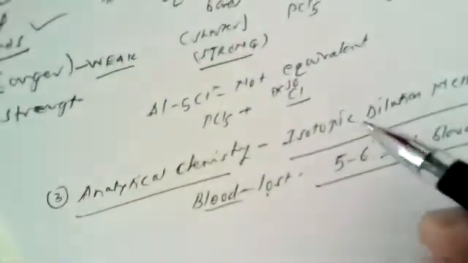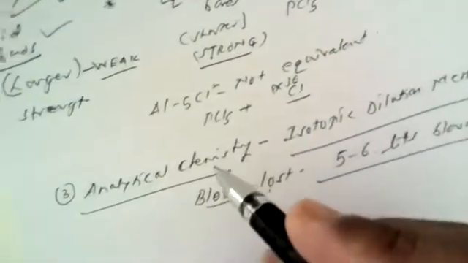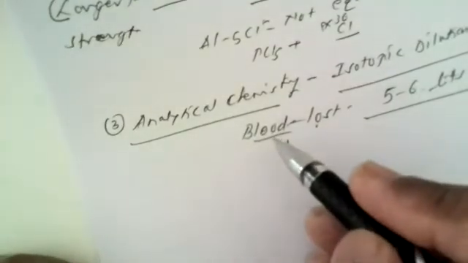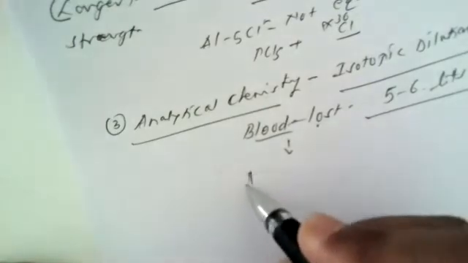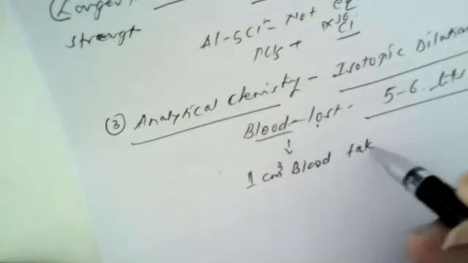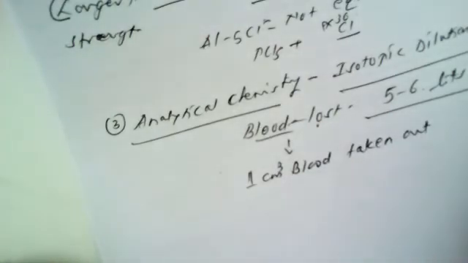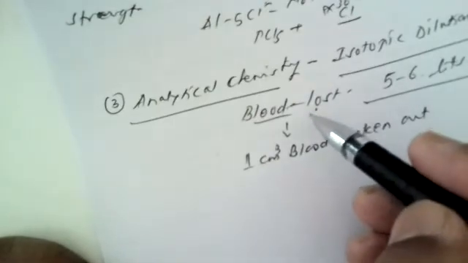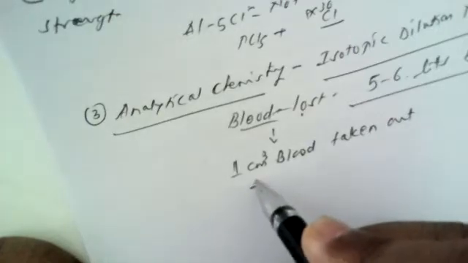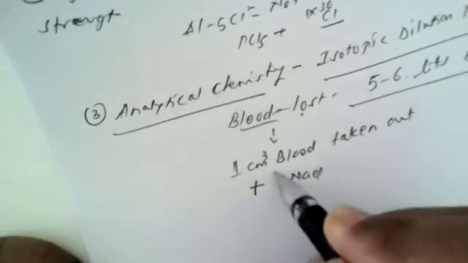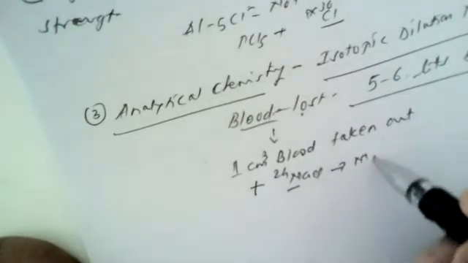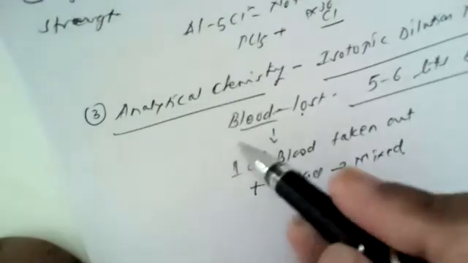For this purpose, the isotopic dilution method is used in analytical chemistry. So what happens here? From the patient who met with an accident, 1 cm cube of blood is taken out. You have to listen very carefully. This is a very simple method. To this sample of blood, sodium chloride containing sodium 24, which is a radioisotope, is mixed with the blood which is taken from the patient.